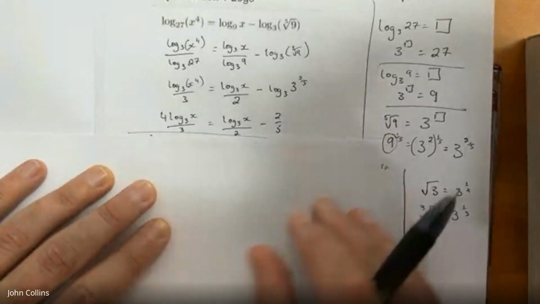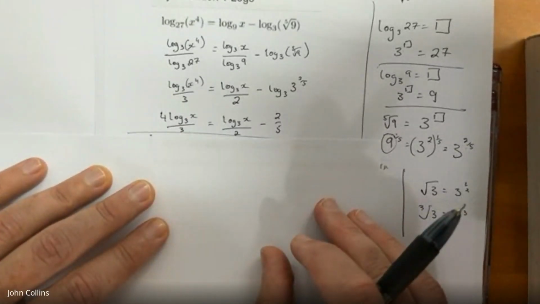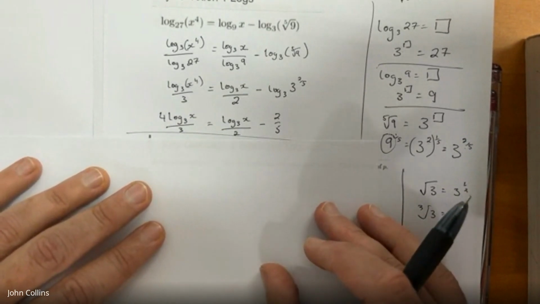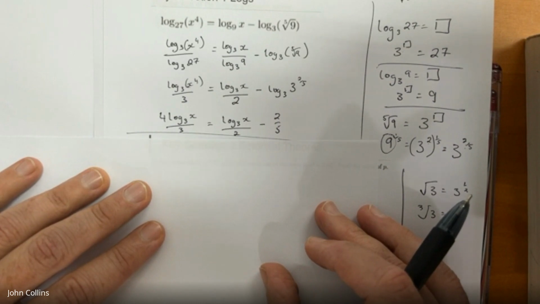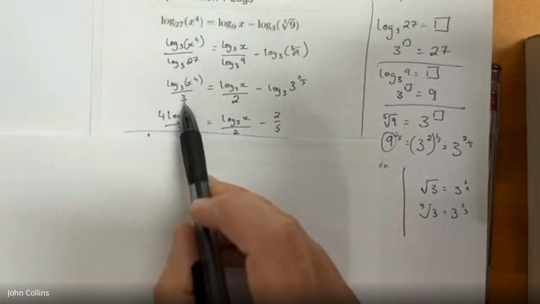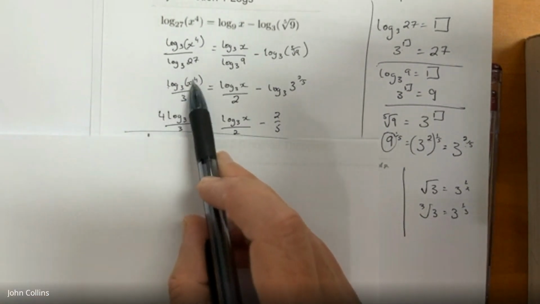Okay, so what do I do next? Any ideas? Wait, can you not divide log 3x? So it's going to be 3 log 3x over 3, which makes it just log 3x on the left side?